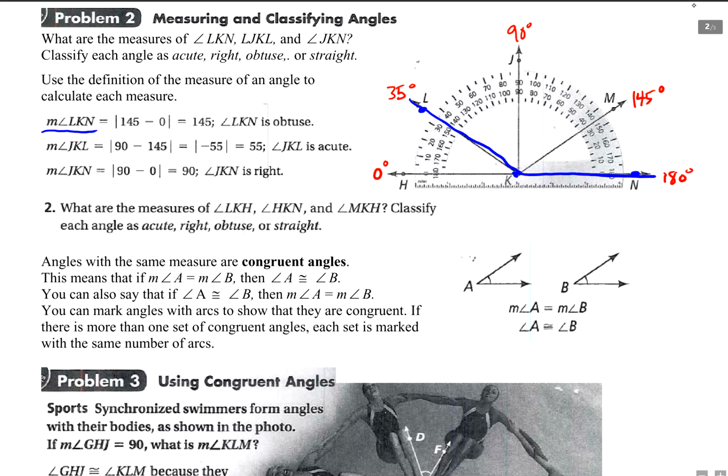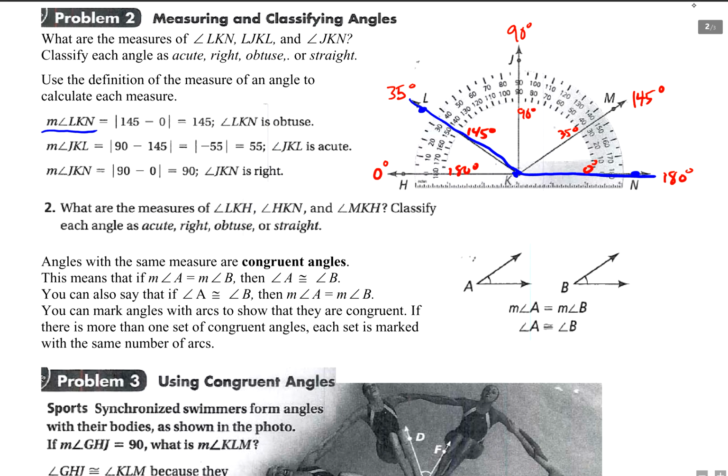Now if I'm measuring on the inside, this is 0 degrees, this is 35 degrees, this is still 90 degrees, that's handy. This is 145 degrees, and this is 180 degrees. So always make sure you know which direction you are measuring.